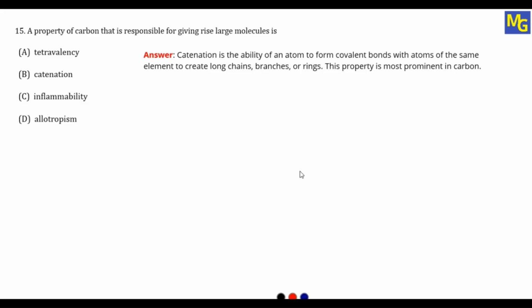So answer, option B, and it is catenation. So this is the answer. We'll move with the next question.